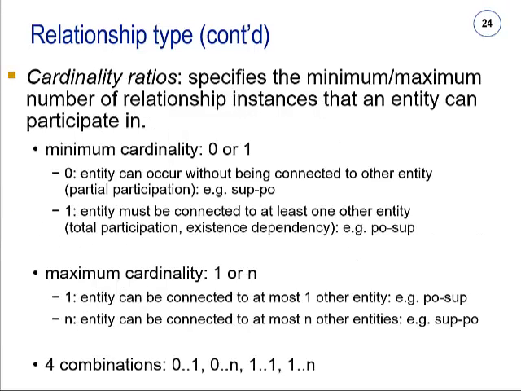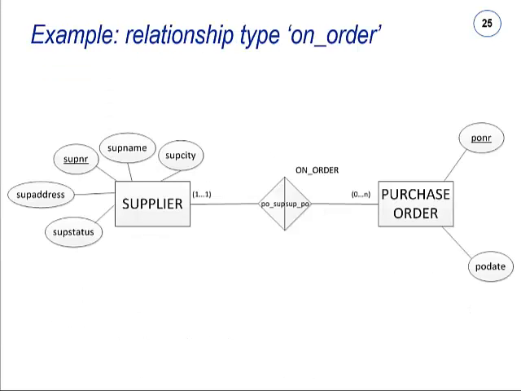Relationship types can also be quantified, as I explained. The way you quantify a relationship type is by means of cardinality ratios. Cardinality ratios specify the minimum or maximum number of relationship instances that an entity can participate in. What I will do right now is explain the minimum maximum cardinality by means of this example. So here we have two entity types, supplier and purchase order, and we have a relationship type visualized by means of the diamond. And you can see the diamond is basically two arrows, an arrow pointing to the right, an arrow pointing to the left.